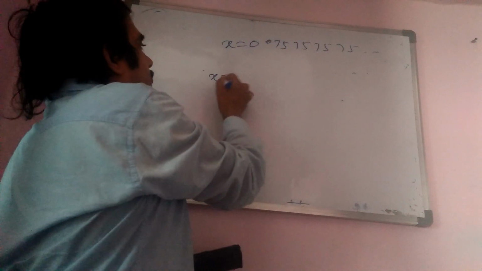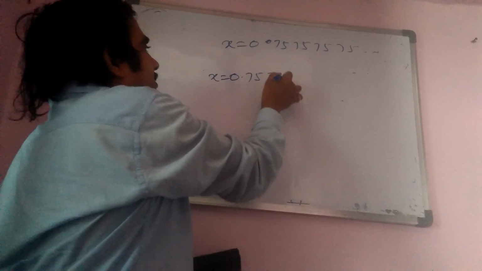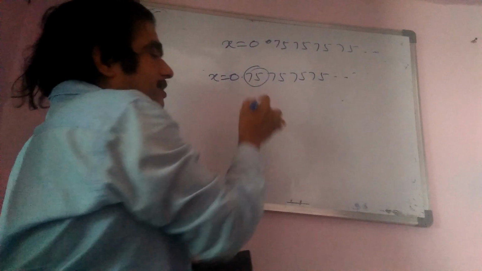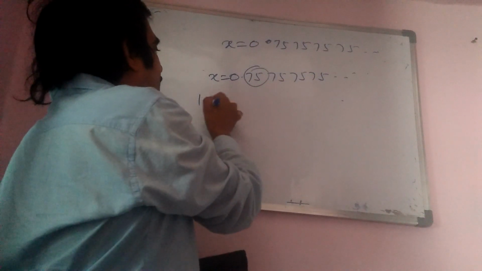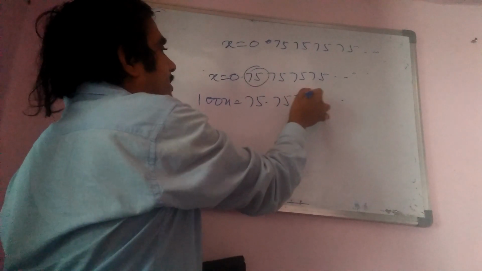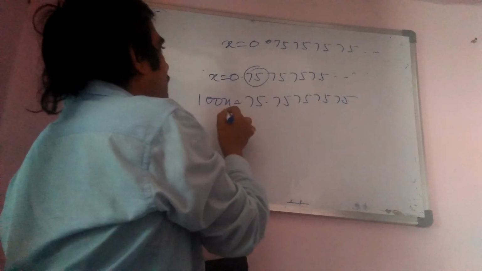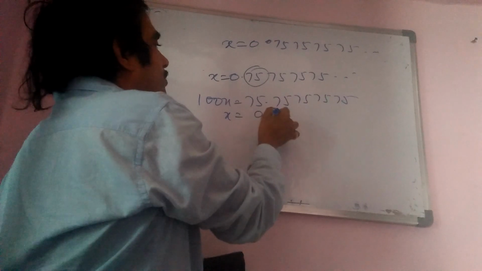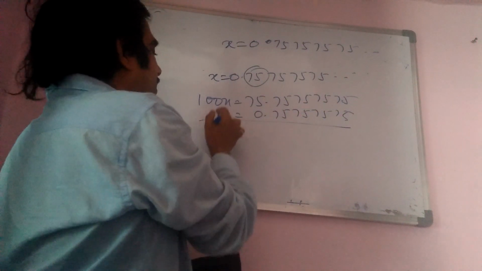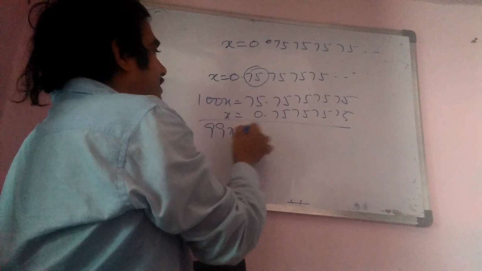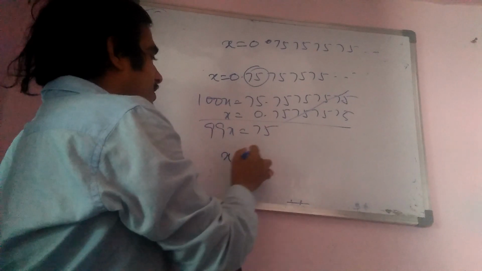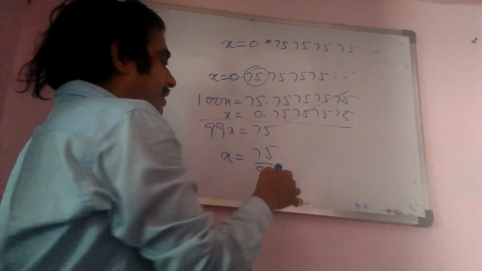So x is equal to 0.75757575. Okay. Now here the periodicity is how much? 2. Multiply with 100. 100x is equal to 75.757575 will come, and write x is equal to 0.757575, right, and it will become 99x is equal to 75. This part will be cancelled. So x is equal to 75 by 99.